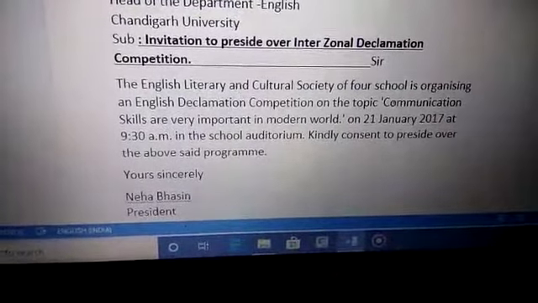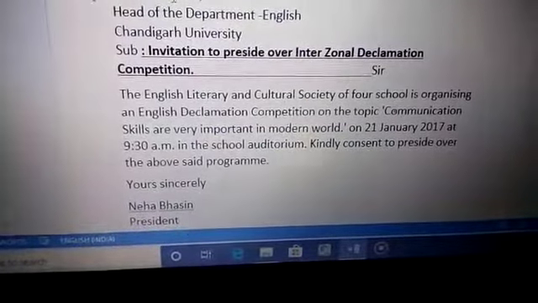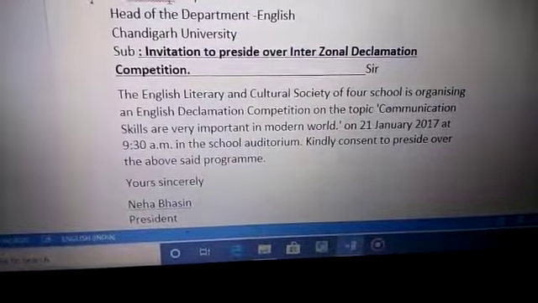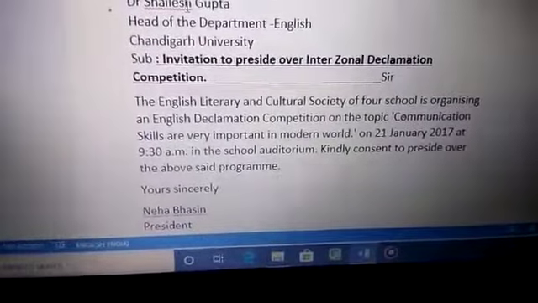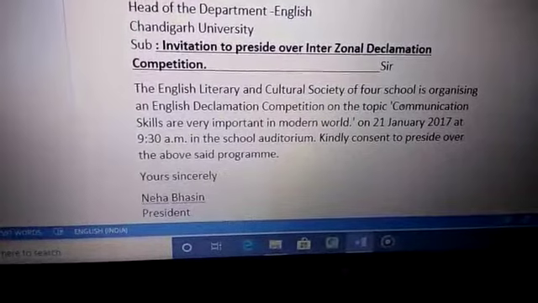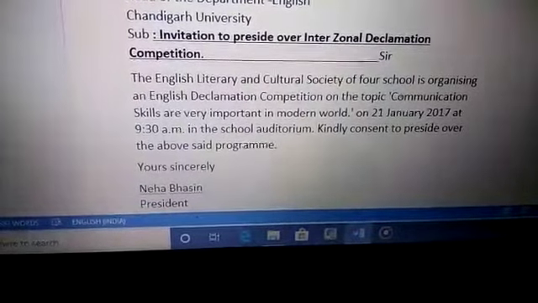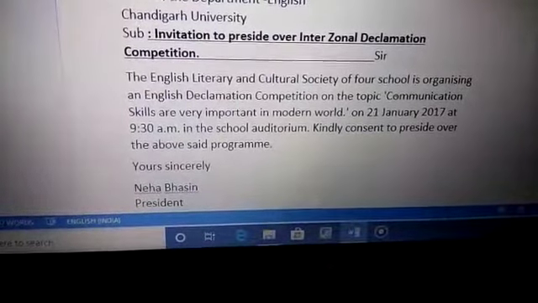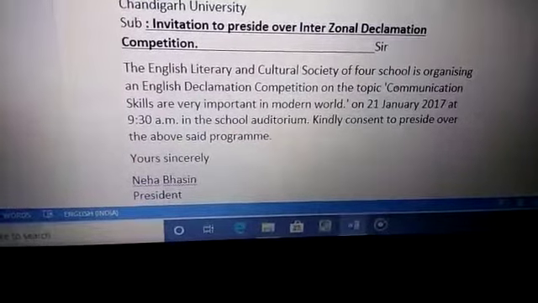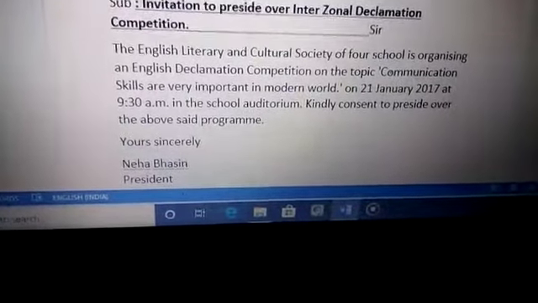Now what did we see in this letter? First, the format is in the form of a formal letter. Then the main part, that is the body of the letter, is in the form of a formal invitation. Now first you tell about the event and then the topic, details of the event, that is day, date, time and place. Then you invite the person to be the judge and you take his consent to preside over the function. So very briefly, you have stated what you want. You want the presence of the judge for the said function.